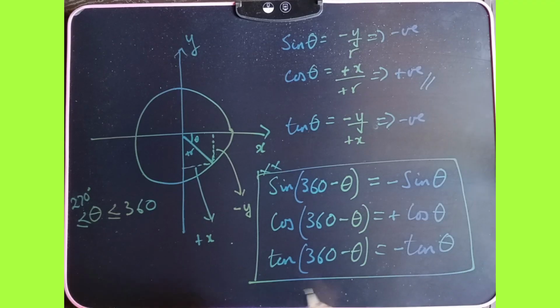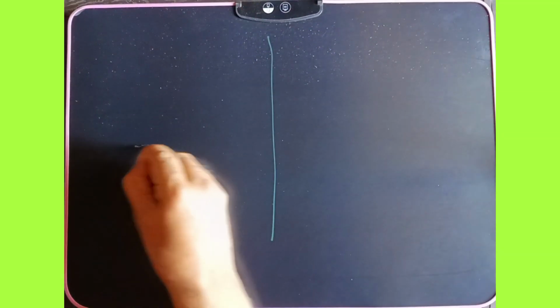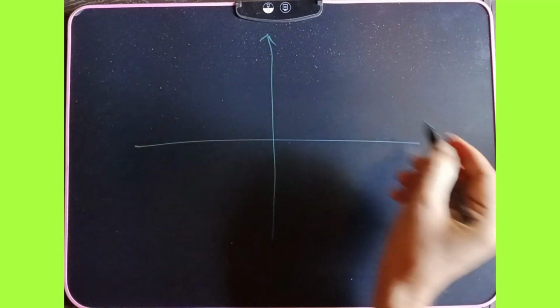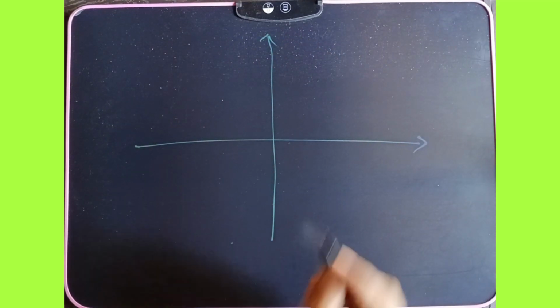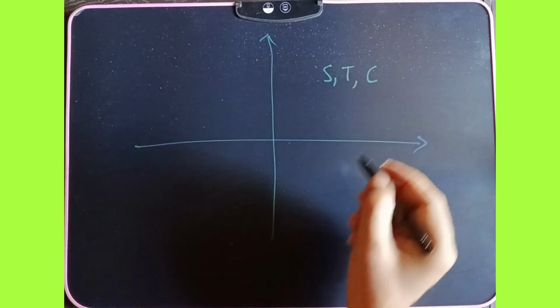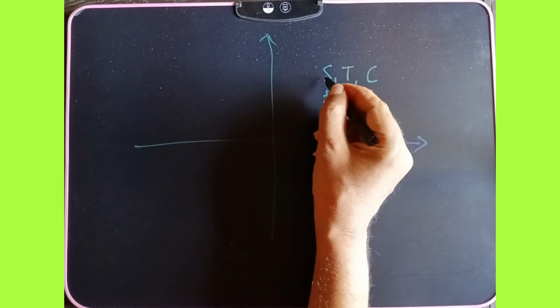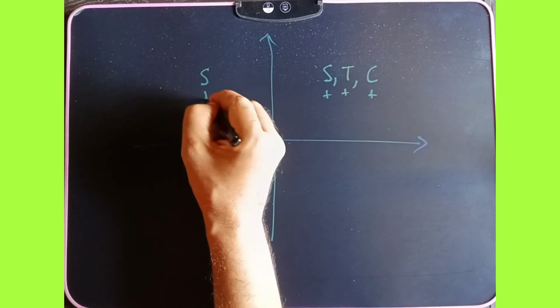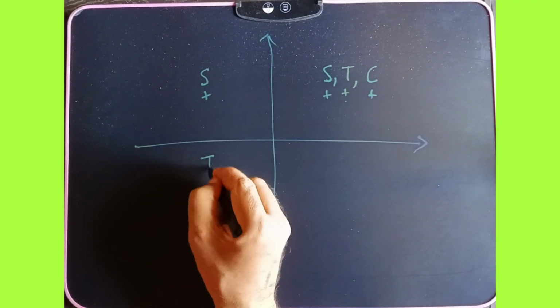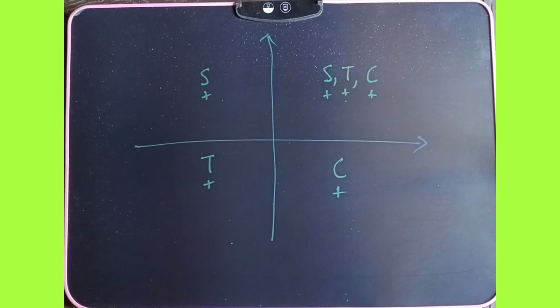These angles are greater than the acute angles. Let us proceed and summarize it. This is your coordinate system. Here you have sine, tan, and cos as positive. These are all positive. The first one is positive, the second one is positive, and the third one is positive here. So this is how you're supposed to remember.